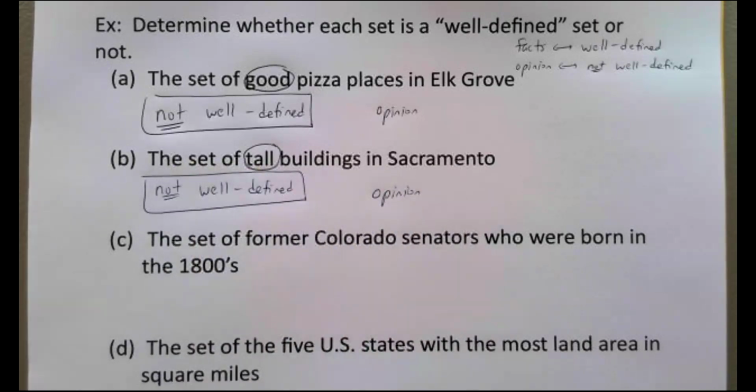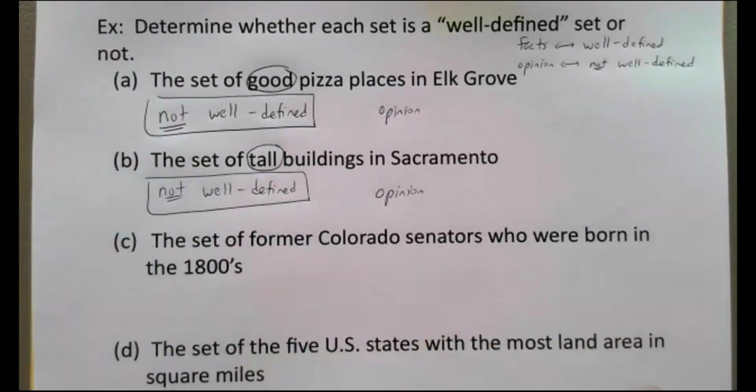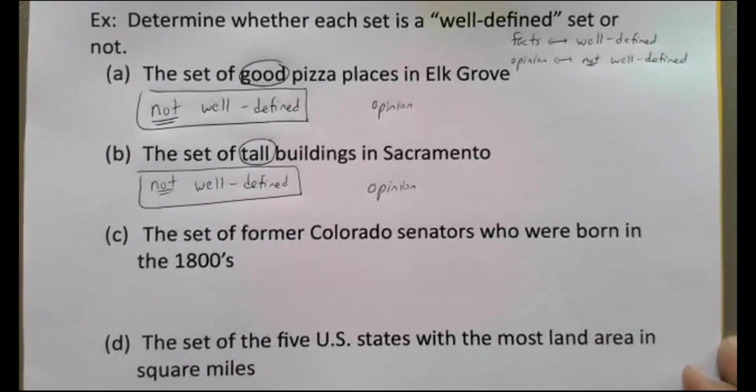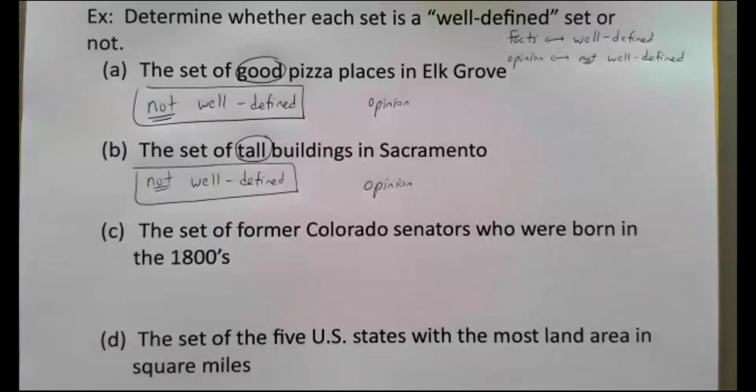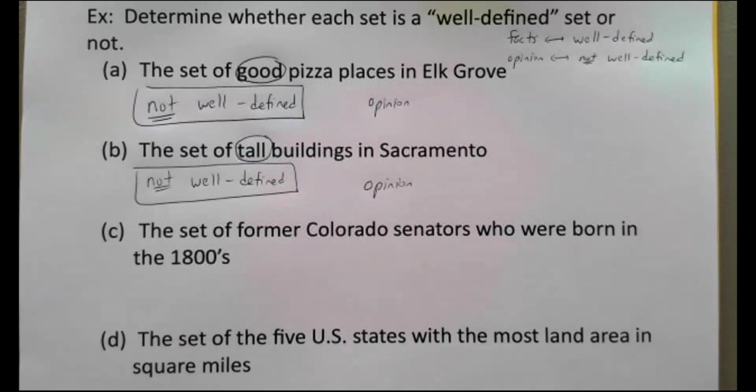What's the definition of tall? Now, if it said the set of buildings in Sacramento that are more than 100 feet high, that's a different question. That would be well defined because then it's very precise and it's based on fact and it's not based on your opinion. So these first two are not well defined, basically because the word good and the word tall, what do they mean exactly? They might mean different things to different people. I might think something's good, you might think it's not good. I might call something tall, you might say, no, I don't think that's tall. Not tall enough for me to call it tall, right?